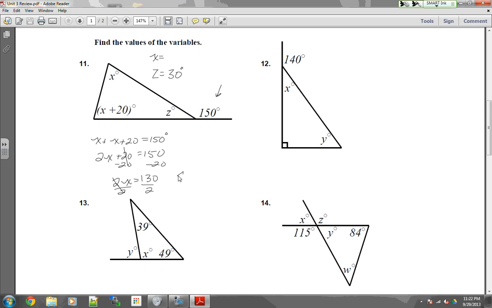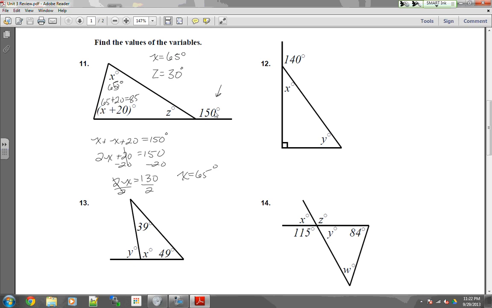Now, if you want to check it, you can. This would be 65 degrees. This would be 65 plus 20, which is 85. 85 and 65 would be 150. So therefore, both of these are in fact correct.